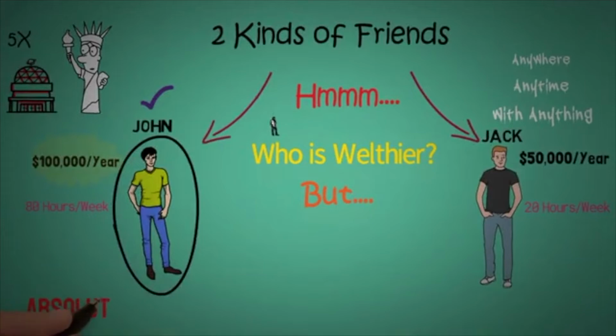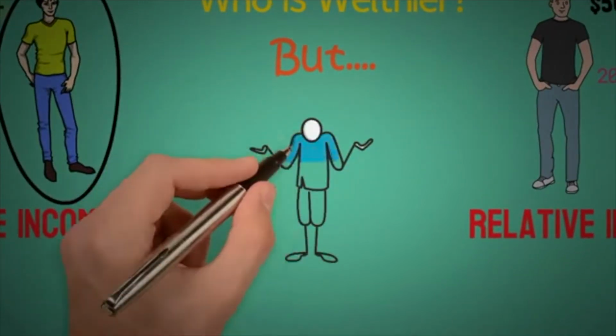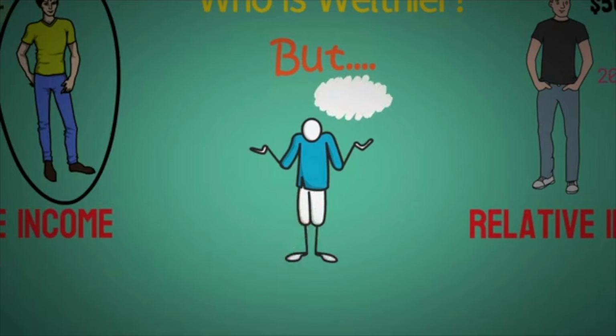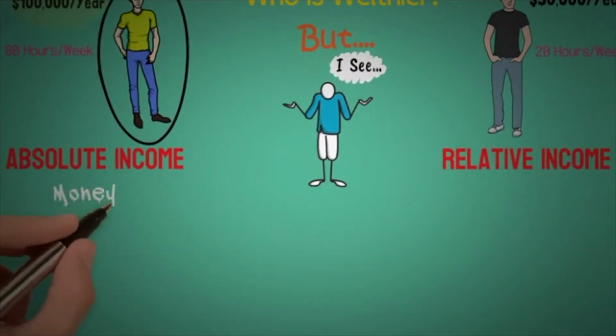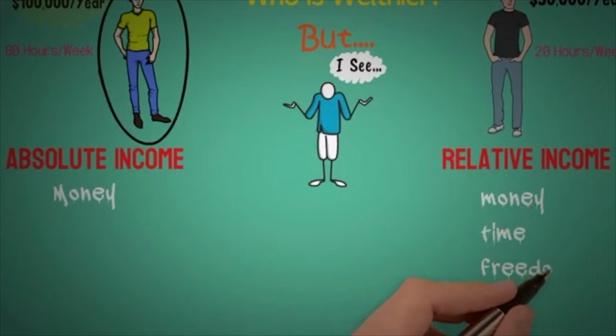So John's income is called absolute income, but Jack's income is called relative income. So what is the difference between those two types of income? And the answer is very simple. Absolute income only considers money. And on the other hand, relative income considers money, time, and freedom.